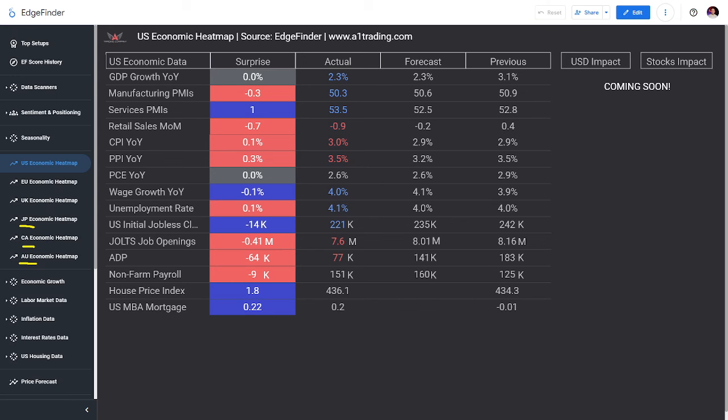So I want to talk about the dollar for a second. Why is the dollar weak, right? And if we could roll back the clock a little bit, what we would see here is almost all of this being blue, right?